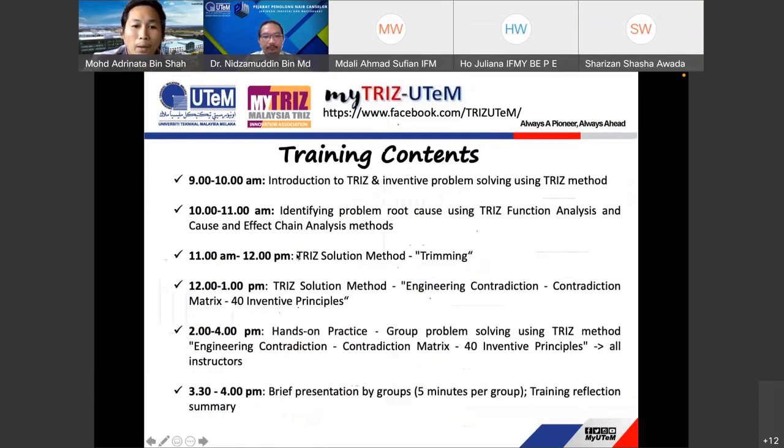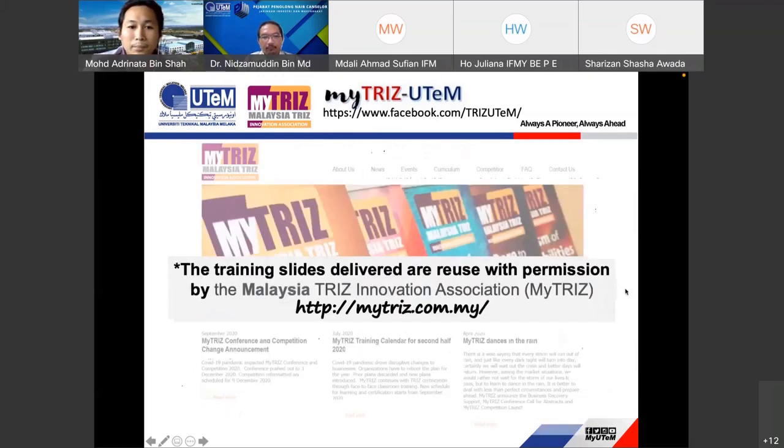So this is what I explained, that Dr. Rizwan will share about the function analysis and cause and effect chain analysis. Dr. Zaid will share about trimming, and I will share the engineering contradiction using 39 parameters and 40 inventive principles. This is by the Malaysian TRIZ Innovation and Association.